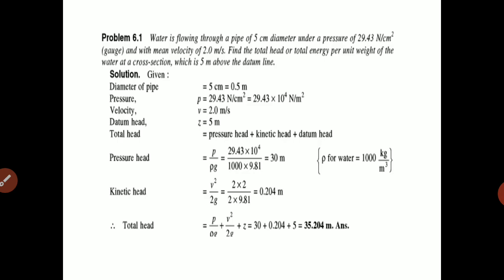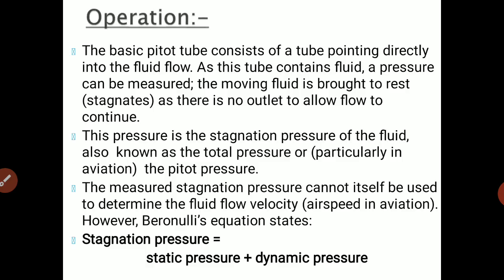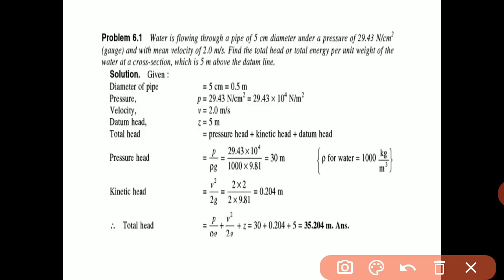Okay, so various types of heads are given. So just remember, P by rho g is called as pressure head. Kinetic head is obviously related to velocity, that is v square upon 2g, and datum head is z. So we'll get the total head by addition of all the heads, that is pressure head, kinetic head and datum head. Okay, so rho, that is density of water, is 1000 kg per meter cube.